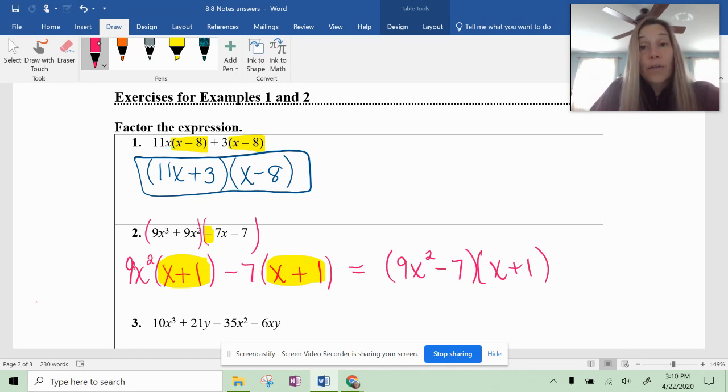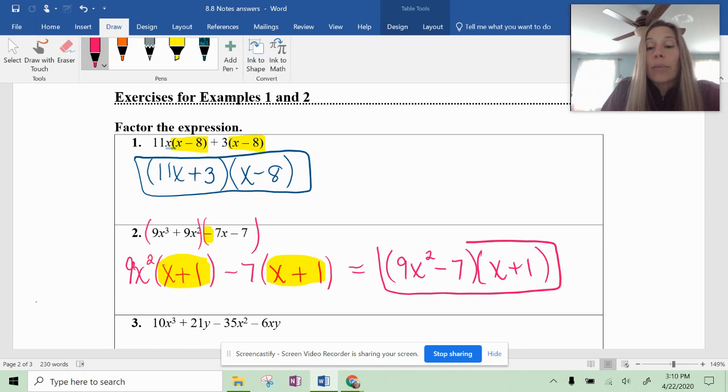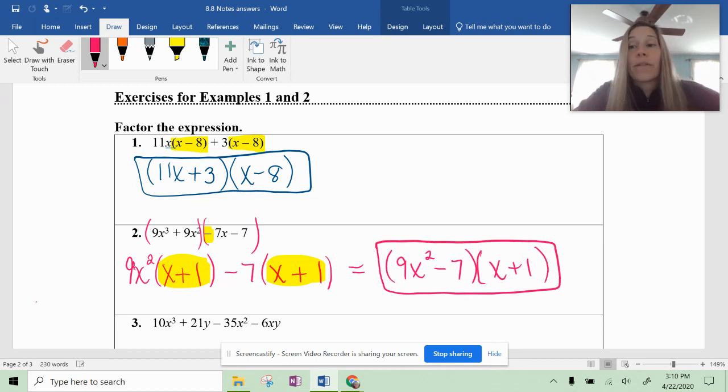Now 9 is a perfect square, x is a perfect square here because it's x squared. We have a minus sign, but 7 is not a perfect square, so we can't break this down any further. If it was like 9x squared minus 4, then we would be able to break that down a little bit more, but we can't because 7 is not a perfect square. So that would be our final factored answer for number 2.